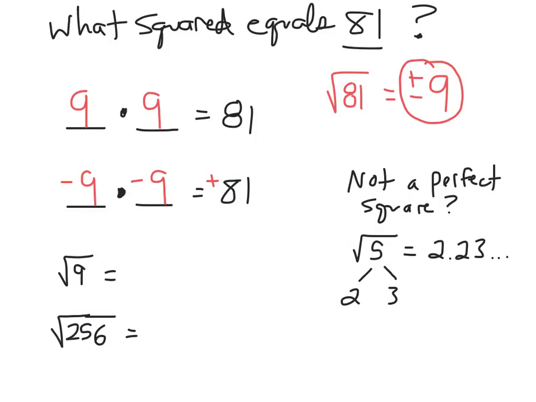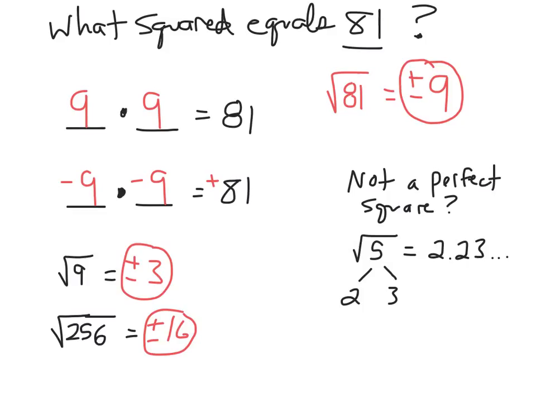So what's the square root of 9? Give the positive and negative value for the square root of 9. The square root of 9 is plus or minus 3, because 3 times 3 equals 9, and negative 3 times negative 3 also equals 9. So what's the positive and negative value of the square root of 256? This would be another one of those perfect squares I said you should try to remember. The square root of 256 is 16. So plus or minus 16 is the square root of 256.